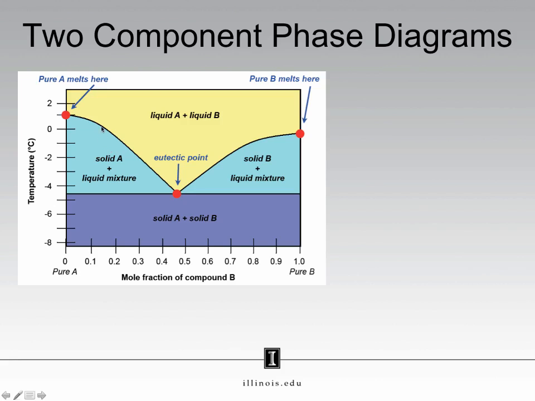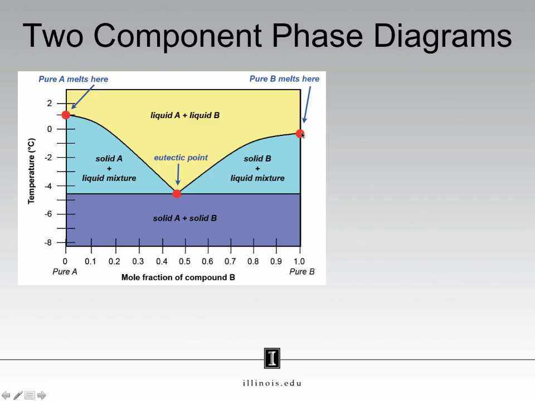If you look at where these liquidus lines intersect the left and the right edges of the phase diagram, we see that we are at 0 mole fraction of B here on the left, otherwise known as pure A, and a mole fraction of B on the right of 1, in other words, pure B. Where the liquidus line intersects the edges of the graph shows where the pure compounds melt. In this case, pure A melts at 1 degree Celsius, whereas pure B melts at somewhere around 0 degrees Celsius.